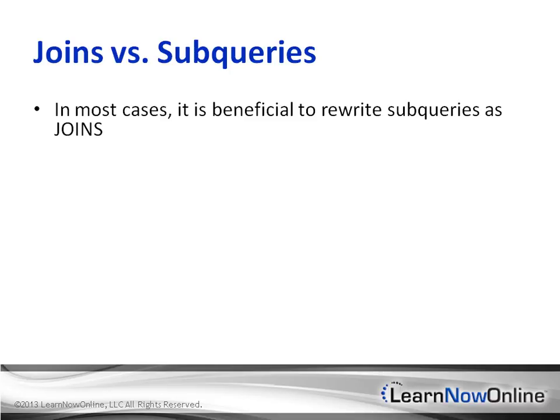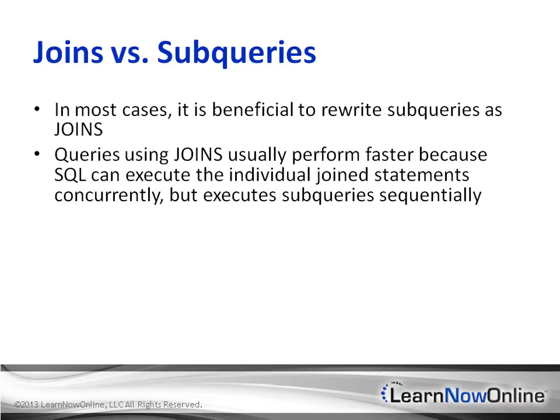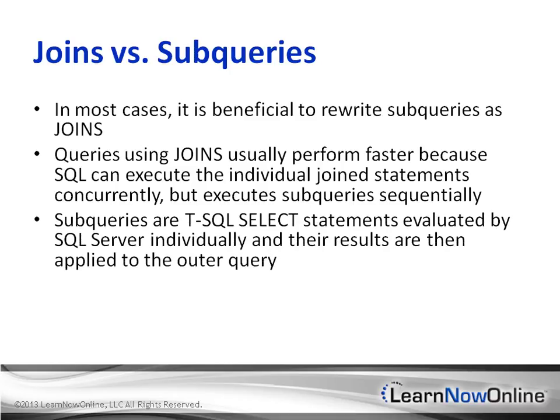Next, let's talk about the issues between joins and subqueries. In most cases, you'll want to rewrite subqueries as joins. Queries that use joins usually perform faster. And that's because SQL can execute the individual join statements concurrently. But if we use a subquery, it has to execute those sequentially. As you know, subqueries are T-SQL select statements evaluated by SQL Server individually, and their results are then applied to the outer query, which takes additional time.